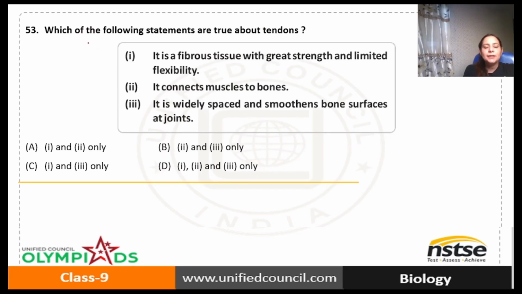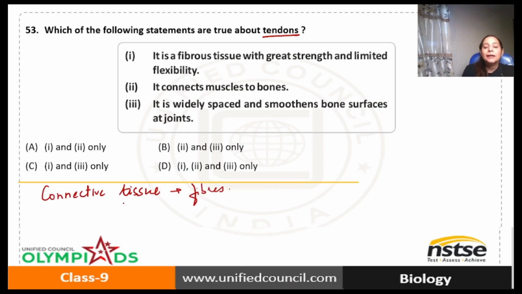In this question, it is asked which of the following statements are true about tendons? First statement, it's a fibrous tissue with great strength and limited flexibility. Second, it connects muscle to bone. Third, it is widely spaced and smoothens bone surfaces at joints. Now let me explain to you about connective tissue, because it falls in that category. Connective tissue is basically a tissue which connects different tissues together, and also it is formed of many fibers.